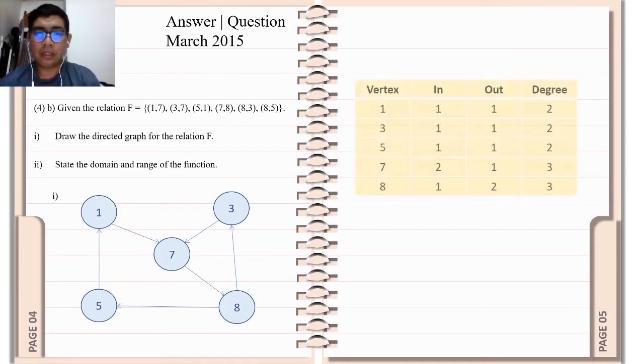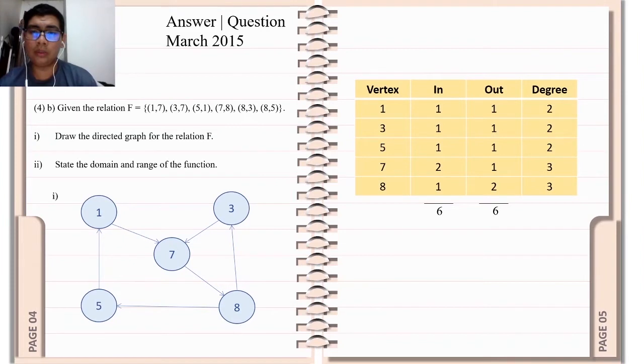We can check whether our edges are correct by using this table, where the total number of edges is equal to the in degree and the out degree of the graph. As we can see here, the in degree, the out degree, and the number of edges are the same, which is 6. Next, B2, we have to state the domain and range of the function.